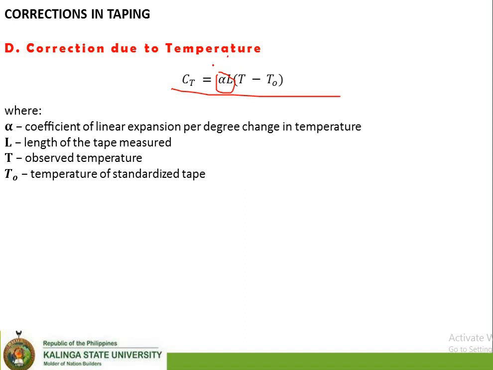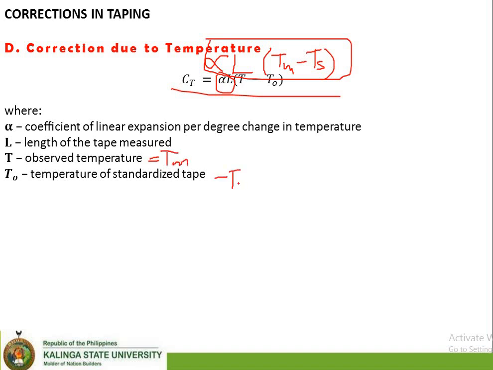Other equations, baka magtataka lang kayo, ang ginagamit is alpha L (Tm minus Ts). The same pa rin po yung ibig sabihin ng equation na to dito sa alpha L (T minus T0). Yung T dito is the same as Tm. Yung T0 dito is the same as Ts.